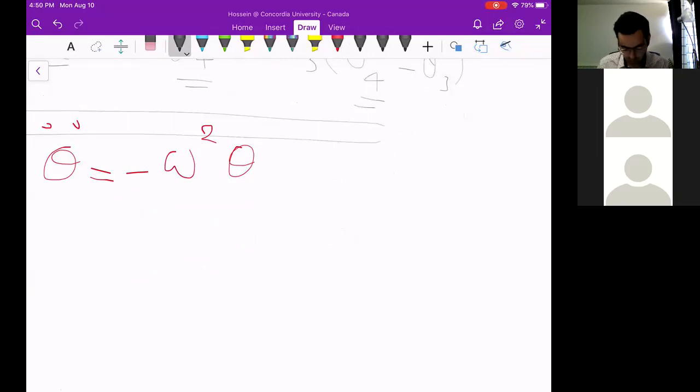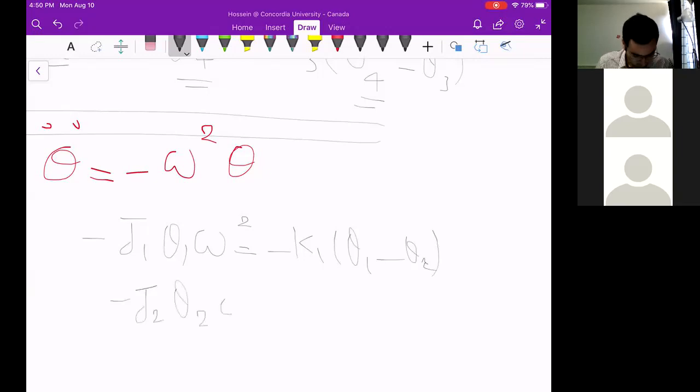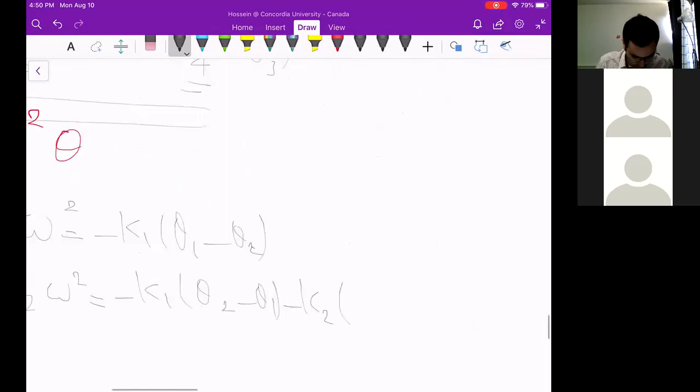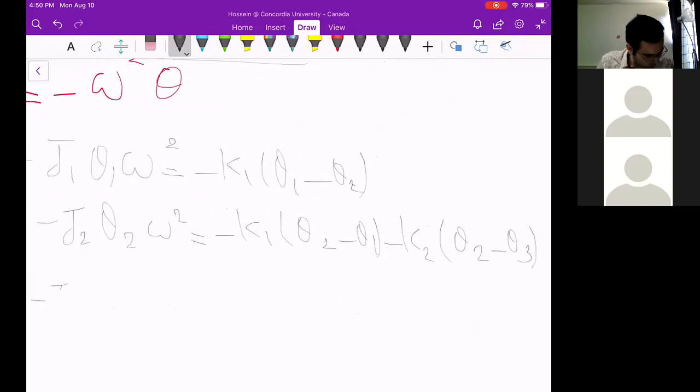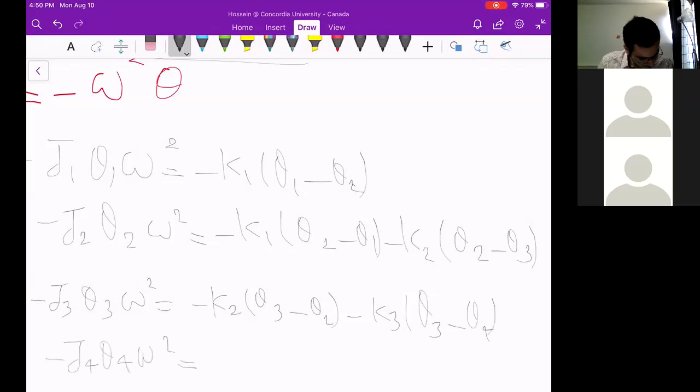Therefore, by using this assumption, I can further simplify the equations: minus J1 theta 1 omega squared equals minus K1 theta 1 minus theta 2; minus J2 theta 2 omega squared equals minus K1 theta 2 minus theta 1 minus K2 theta 2 minus theta 3; minus J3 theta 3 omega squared equals minus K2 theta 3 minus theta 2 minus K3 theta 3 minus theta 4; and similarly minus J4 theta 4 omega squared equals minus K3 theta 4 minus theta 3.